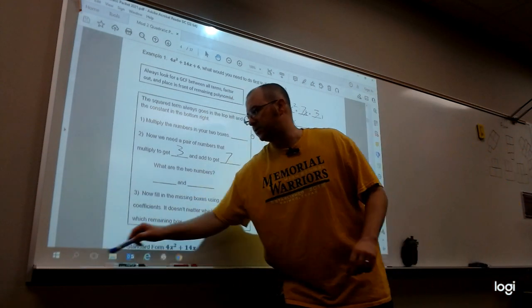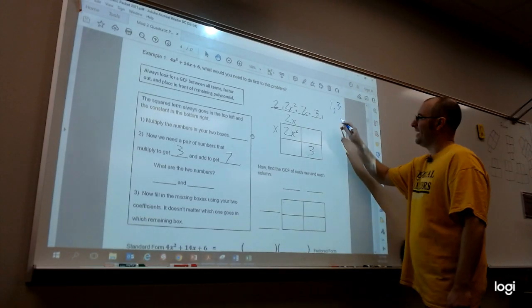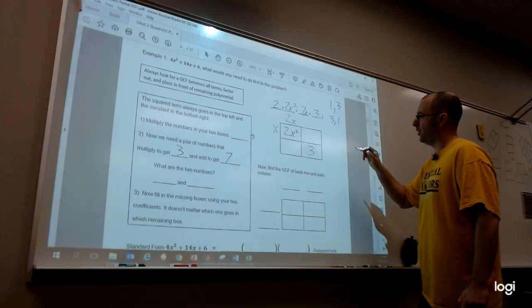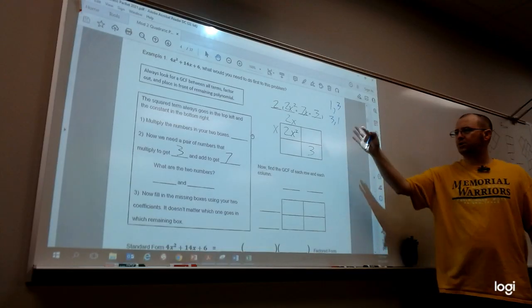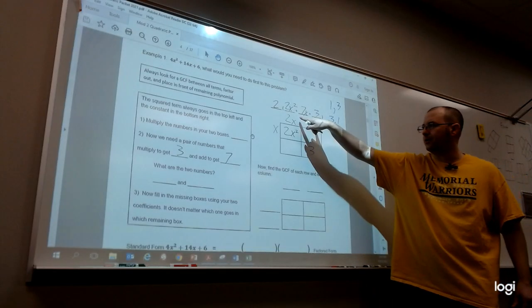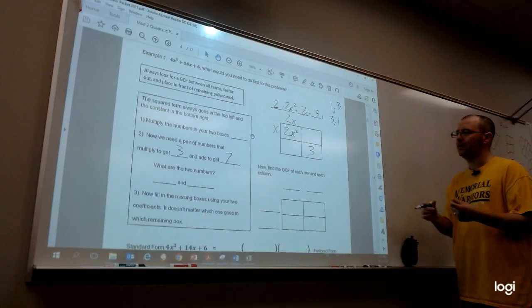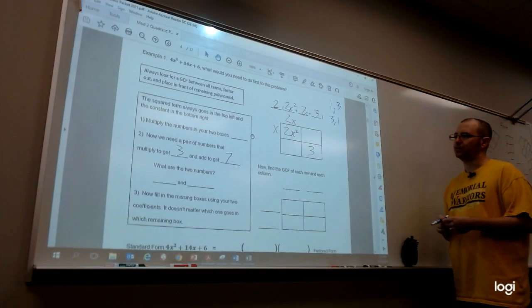Yeah, it's a prime number, so it's just 1 and 3. The thing is, though, it's also 3 and 1. Why am I doing that? Because what is 2x going to pair with, and what is the plain old x going to pair with? Because these are going to be our binomials on the top here and then on the left. And those two binomials will be our factors for this, what ends up being a trinomial.